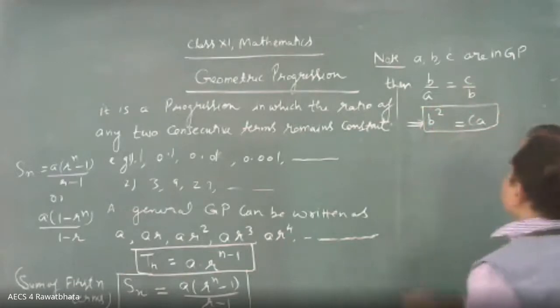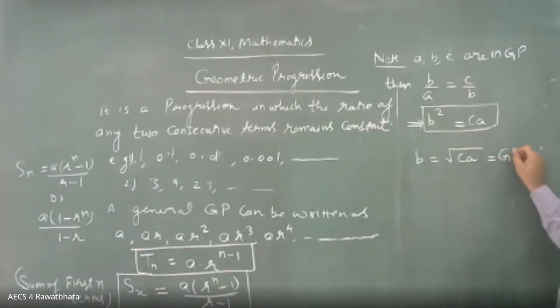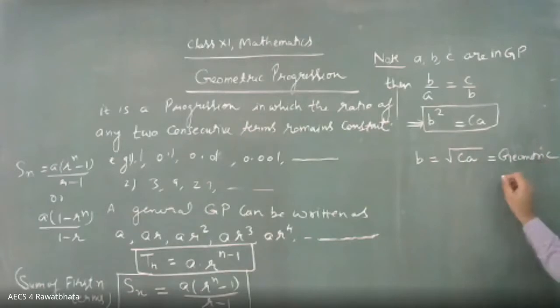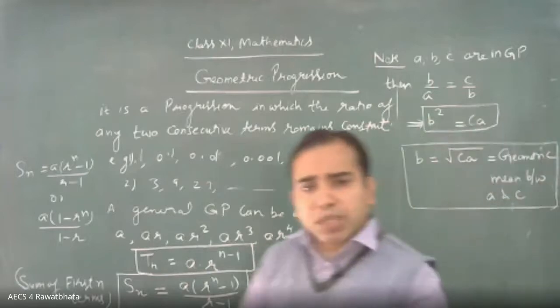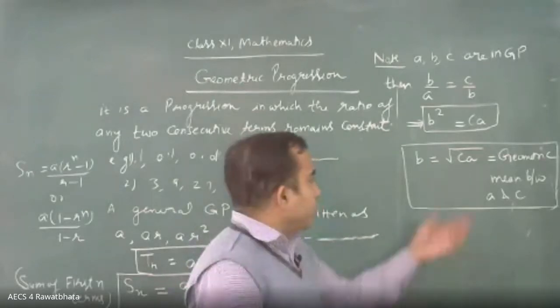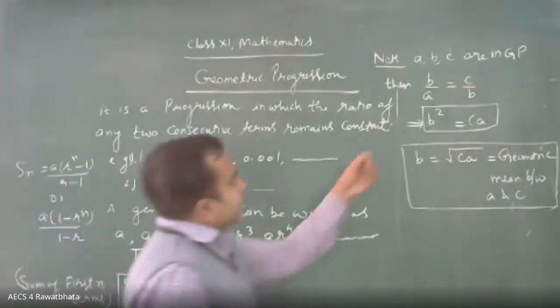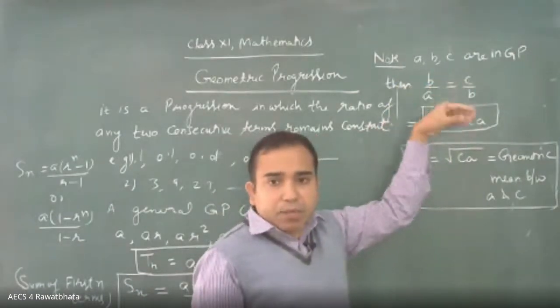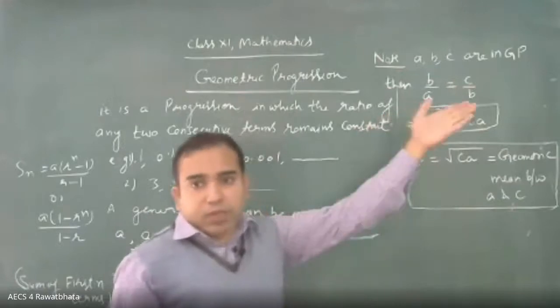Beautiful equation we got. Simple to learn, to understand. And B will be equal to root CA. This is called the geometric mean, GM, between A and C. So B equals root CA. In general, if any two numbers are there, suppose 10 and 15, their GM you have to find. This will be root of 10 into 15. So to find the geometric mean, multiply them and take the square root. And not necessarily only three numbers: between A and C, any number of numbers can be inserted, and they all will be called geometric means between A and C, if that sequence becomes a GP.